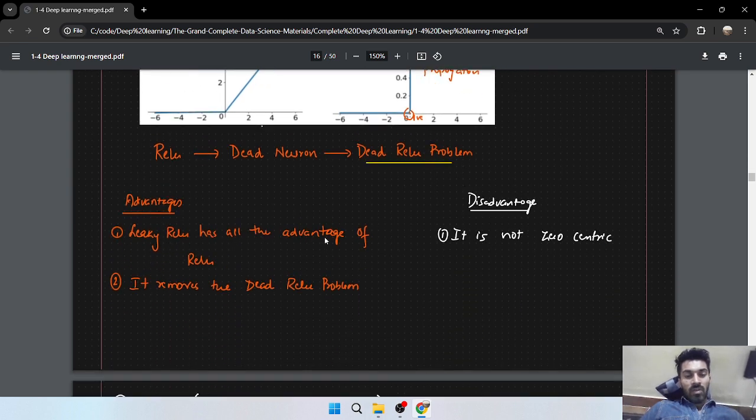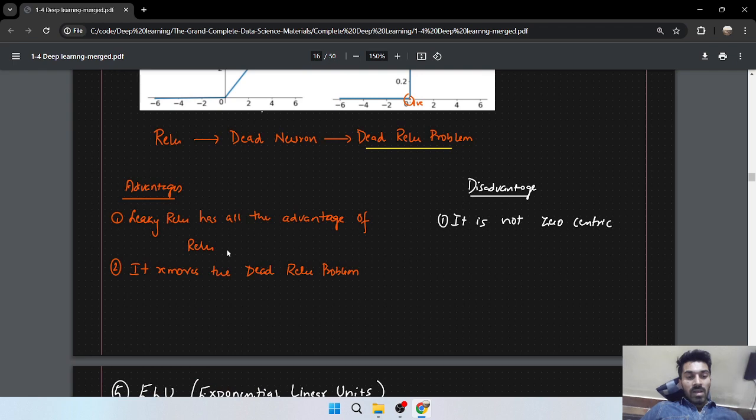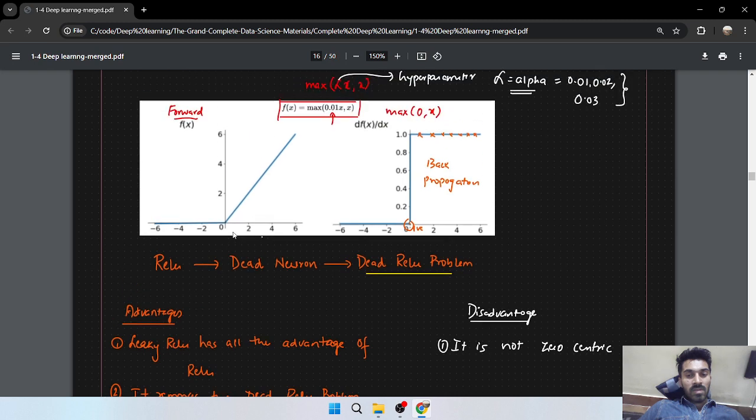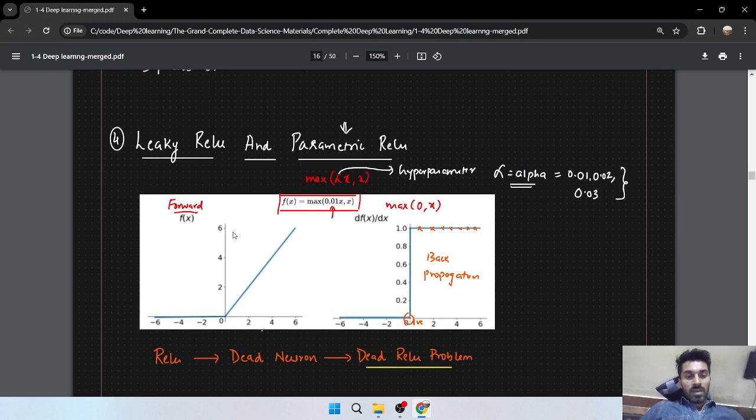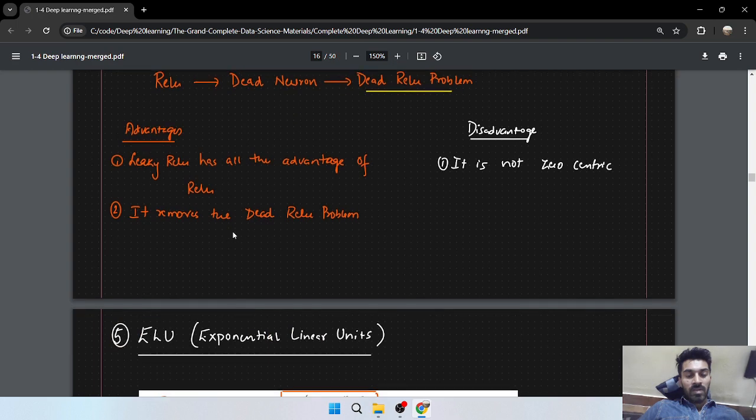Advantages: leaky ReLU has all the advantages of ReLU. It removes the dead neuron problem. Like ReLU, the calculation is very fast, it also solves the dead neuron problem, and the vanishing gradient problem is also solved. This is the biggest advantage, and we can use it in a model as an activation function.